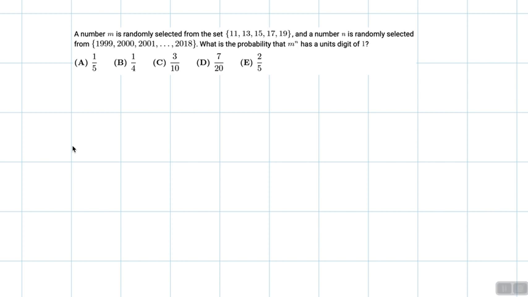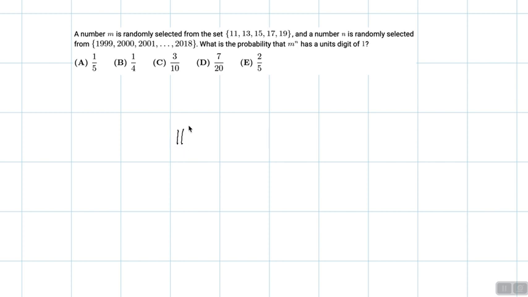A number m is randomly selected from the set 11, 13, 15, 17, 19. And a number n is randomly selected from the set 1999, 2000, 2001 to 2018. What is the probability that m to the n has a units digit of 1?